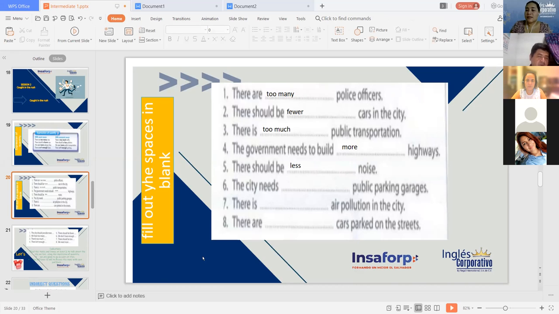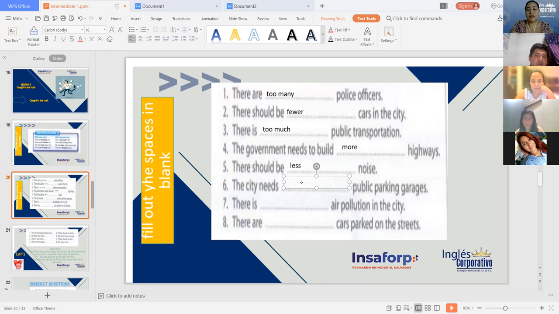It says the city needs blank public parking garages. Too many. Someone says too many. Is there any other one that you think might fit here? More, maybe. More? Oh, yes. Yes, more, exactly. The city needs more public parking garages, right? Too many is, for example, when there is a lot of the same thing, right? But here it says that we have a need of, right? So the best choice should be more. But good job, thank you.